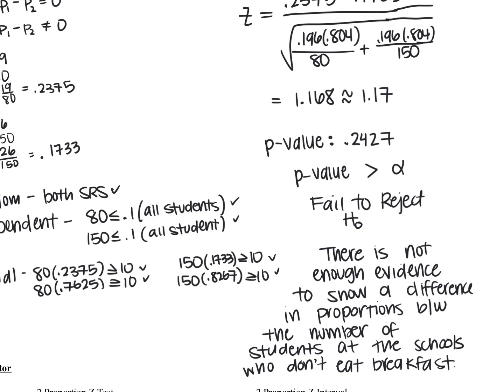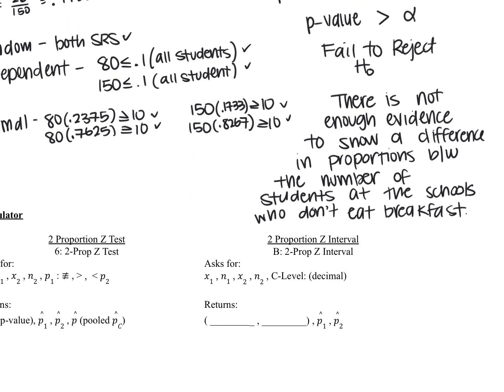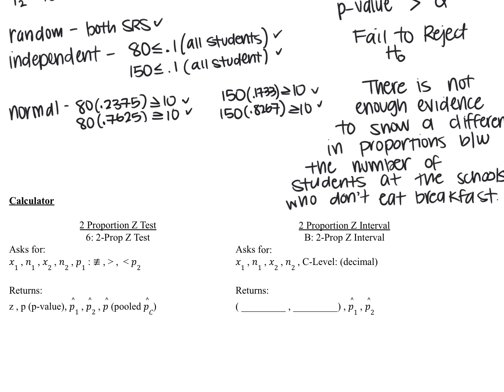So then the last thing at the bottom of this page is just a summary of the 2 calculator functions we discussed today. A 2-proportion z-test, which if you go to stat and then tests is number 6, and you need to know your x1 and n1, your x2 and n2, and then you choose your alternative hypothesis. And it will give you your z-test statistic. It gives you your p, which is your p-value. It gives you p1 hat, p2 hat, and your pooled proportion.